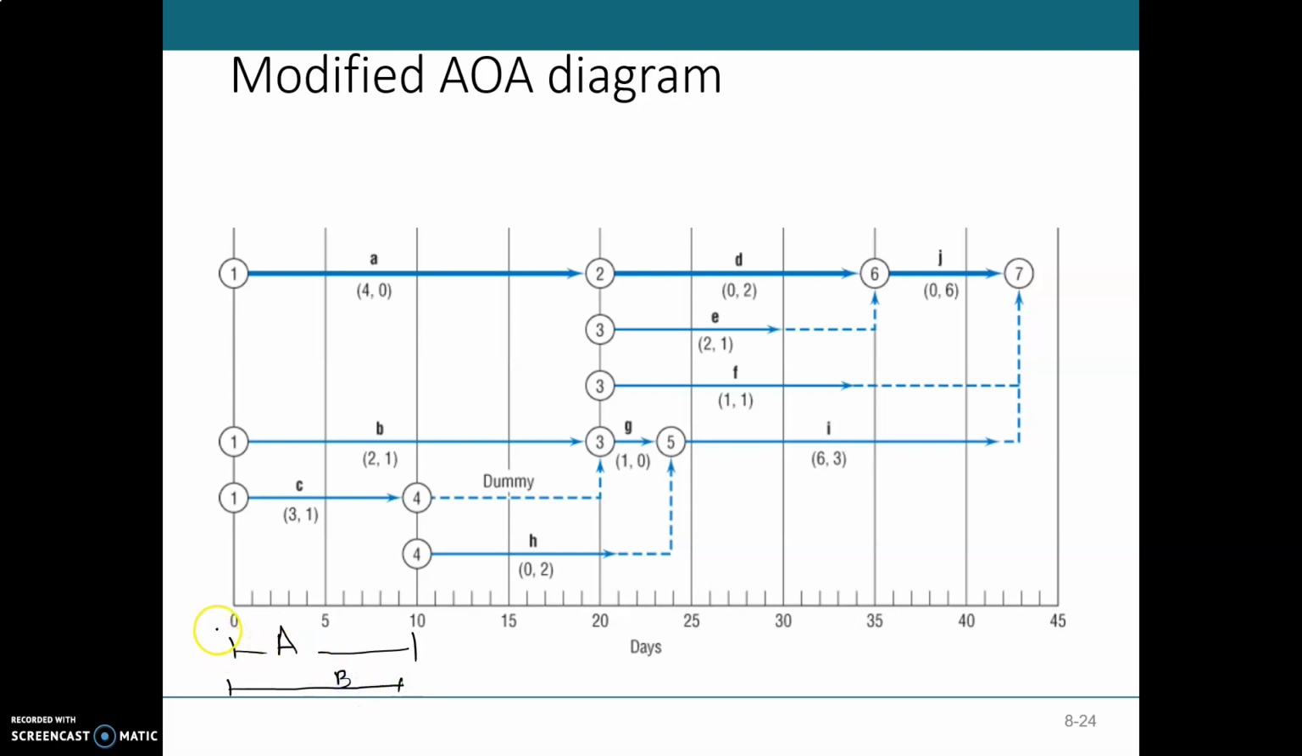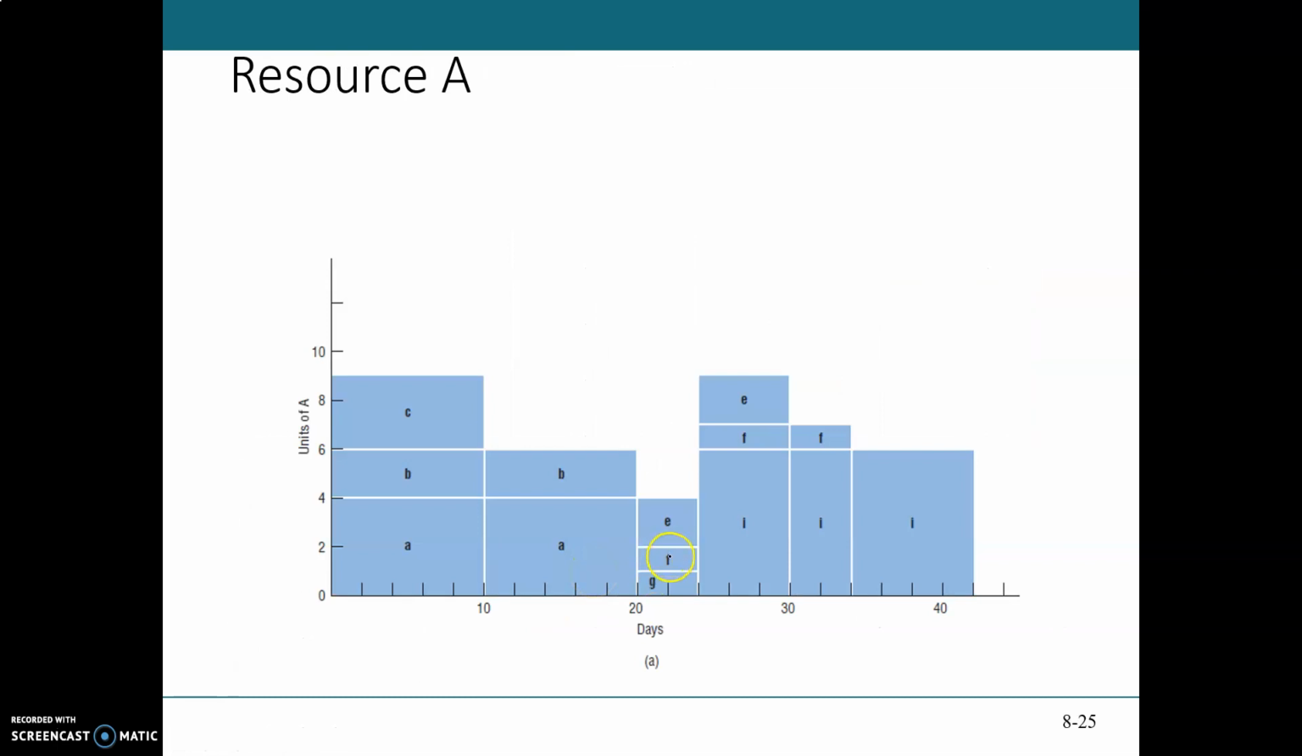But what we can do is we can separately represent for activity A and B. Anyway, how many resource A are here? 9. How many resource B are here? 2. And similarly for the next interval, we can identify how many resources A are here, how many resources B are here. So these things can be added up, and then these can be shown in the form of the resource profiles for this network diagram.